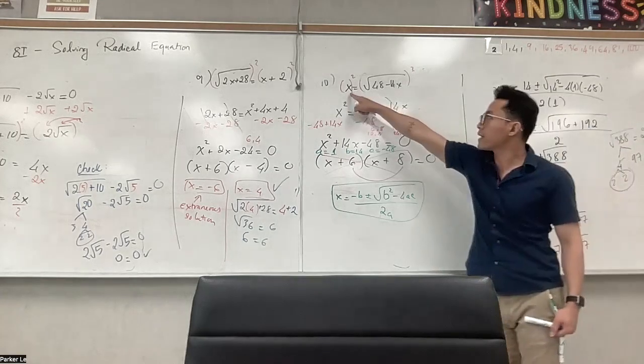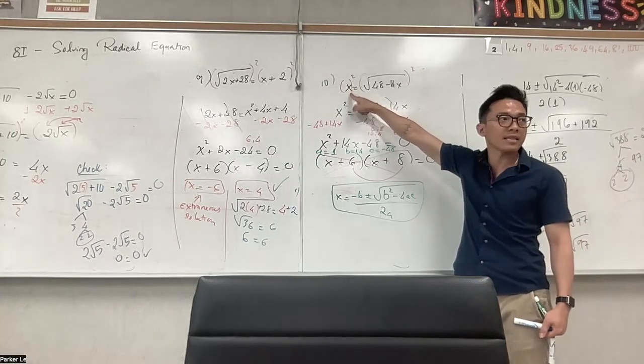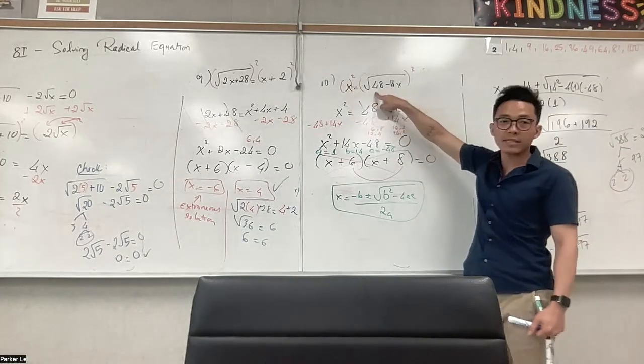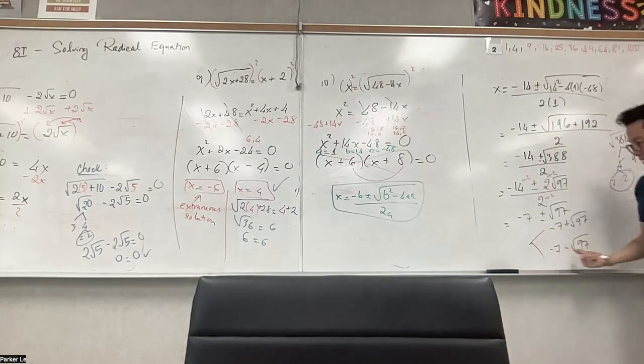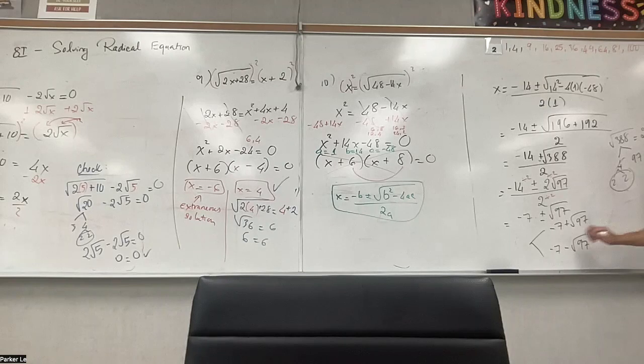When you plug it in here, the left side is a negative number and the right side is a radical. So this is what? Extraneous solution.